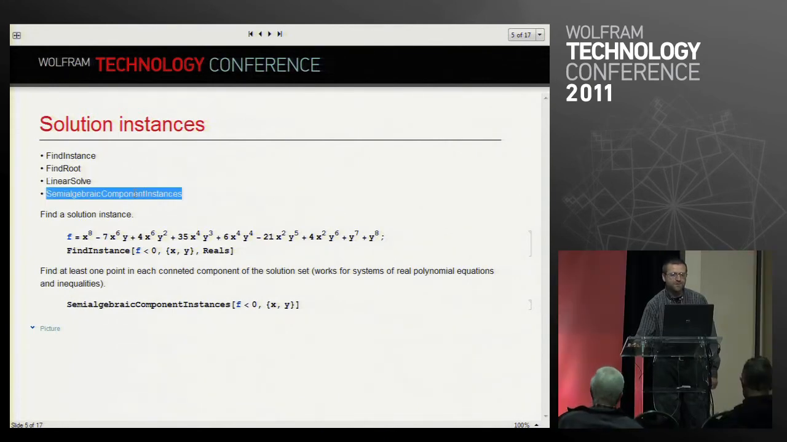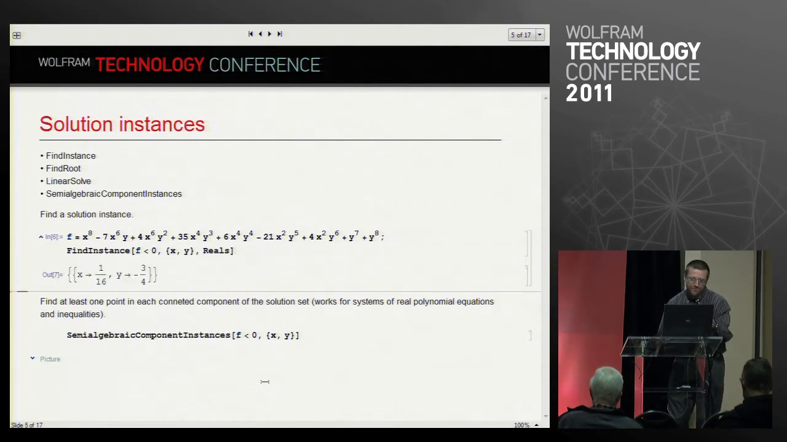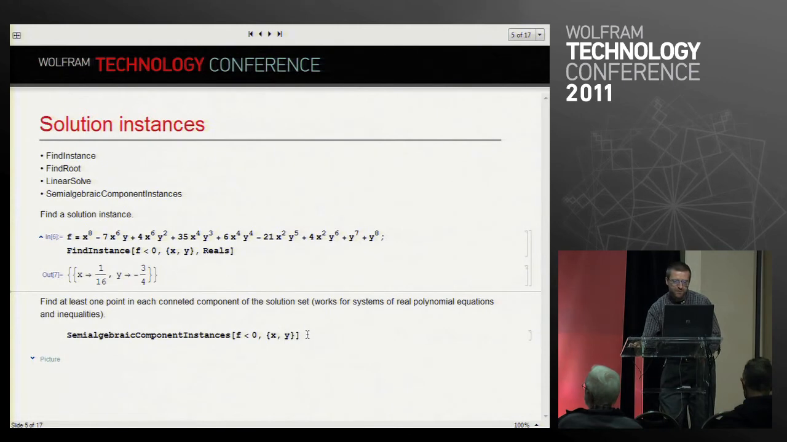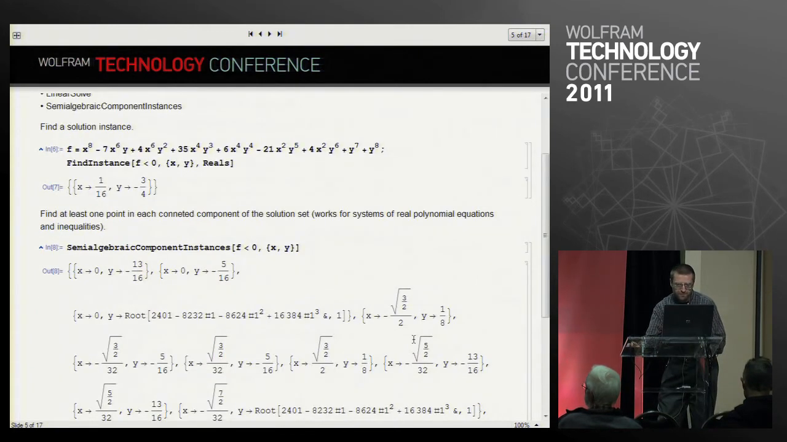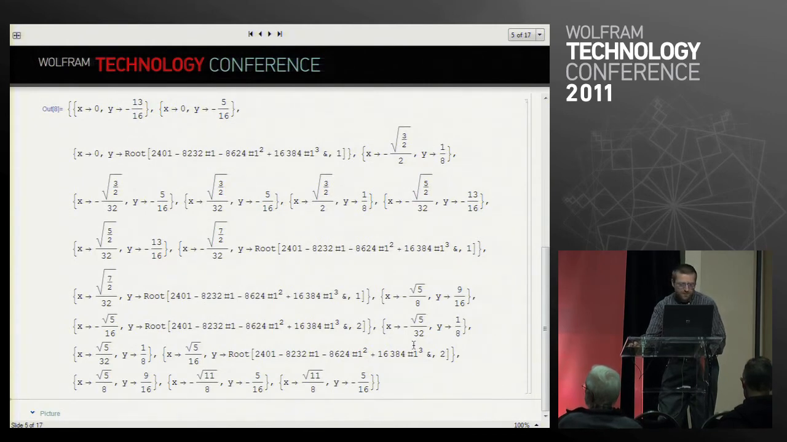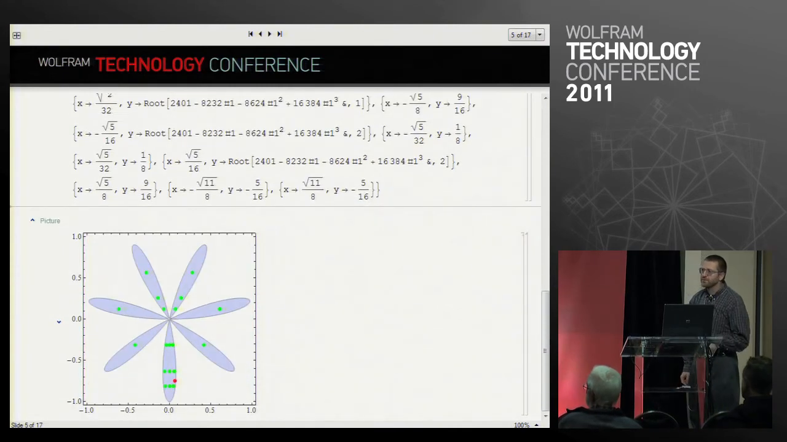And SemialgebraicComponentInstances. This is something that is not so often used, so I will show it here. So first, FindInstance. We have a polynomial, and we are finding one instance where this polynomial is negative. And SemialgebraicComponentInstances will find at least one point in each connected component of the set described by this polynomial being less than 0. So it gives the whole list of exact solutions. And here's the picture. It was a real set, and the green dots are what we are getting with SemialgebraicComponentInstances, and the red dot is the FindInstance output.